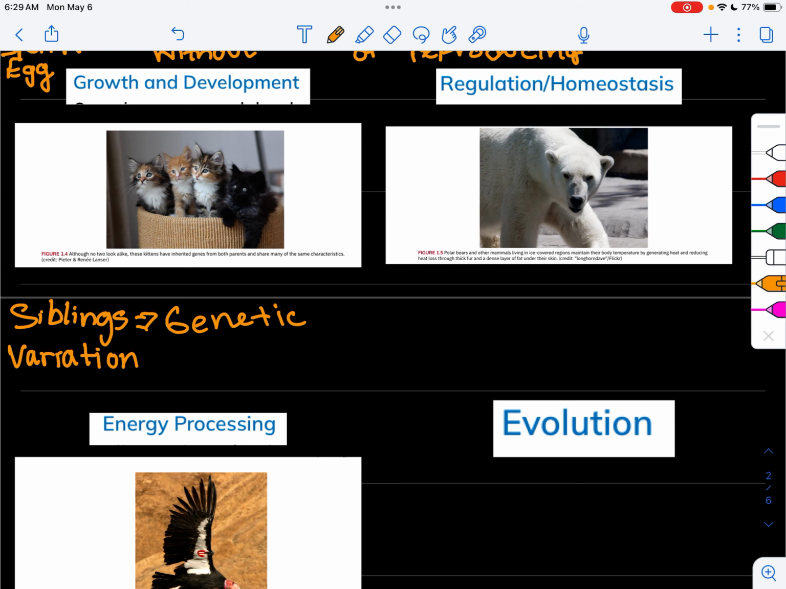The sixth one is regulation/homeostasis. Polar bears and other mammals living in ice-covered regions maintain their temperatures by generating heat and reducing heat loss through thick fur and a dense layer of fat under their skin. So what is this fancy word called homeostasis? It is our body's set point.